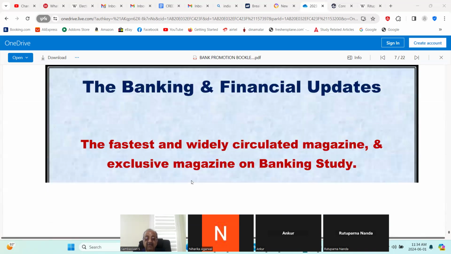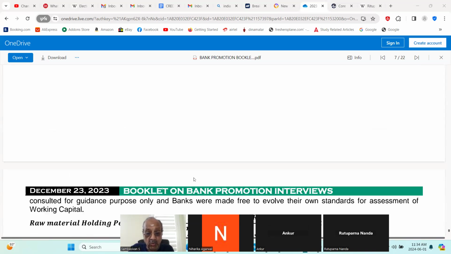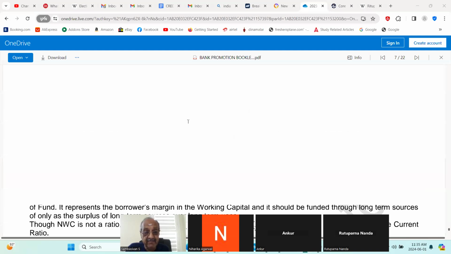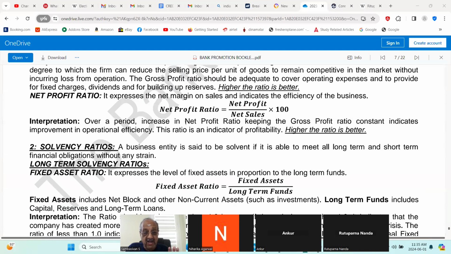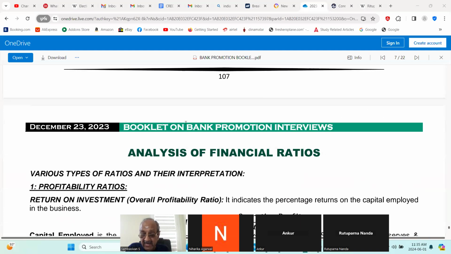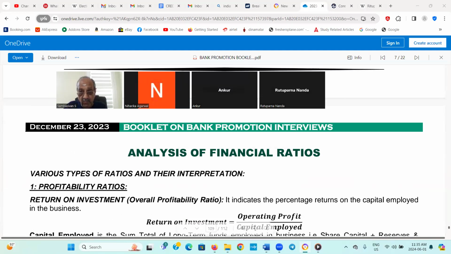Very good. That's all, so this much. Now you may be thinking why I took you through these pages. The reason is this is the shortest one I have seen regarding ratio analysis. And this is a must. You cannot avoid knowing about this when you go for the interview.